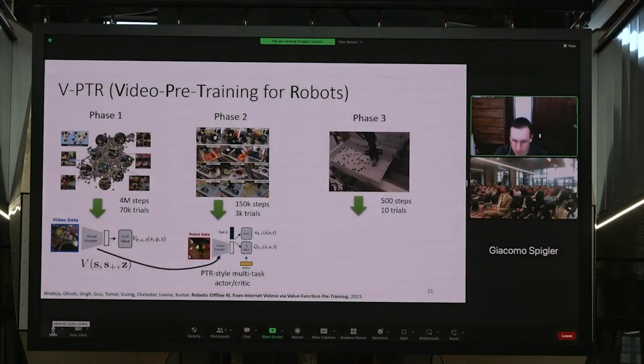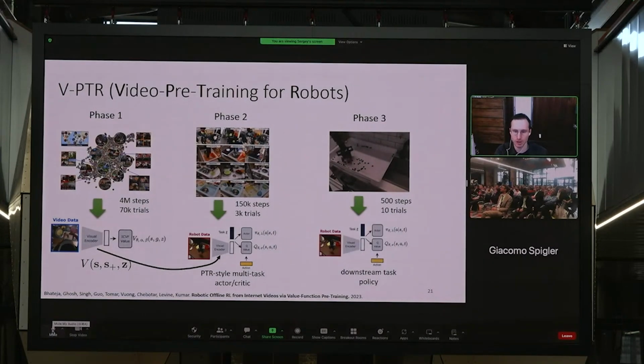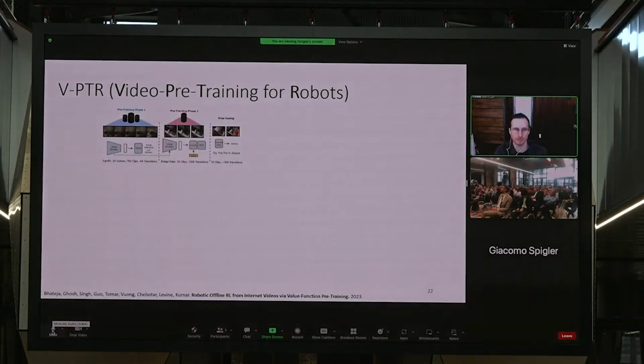And then in phase three, you can fine tune this to the particular task you want, some fairly difficult task like sweeping up dirt, using just 10 trials and a few hundred steps. So each step serves as the pre-training for the previous one. So this is VPTR. I could, of course, go into a lot more detail, but I don't want to run out of time here.